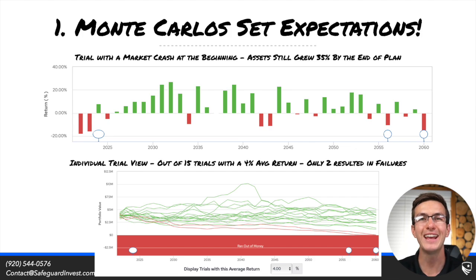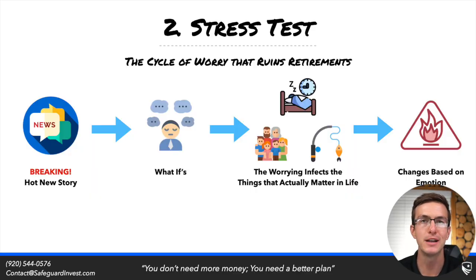Any way you slice it, a Monte Carlo will help you make better decisions in the future. The problem is, if we just stop here, a Monte Carlo is not a plan. This is not enough. Because once we build that plan, we sometimes enter into what I call the cycle of worry. And that's where this second must-have comes in.